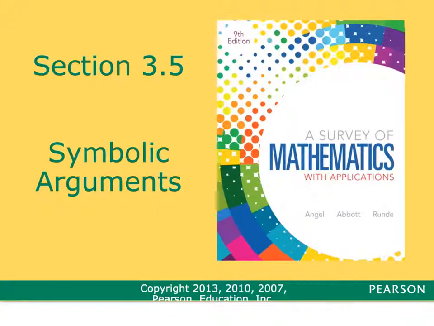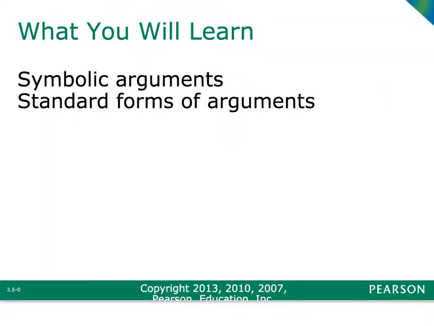This section is all about symbolic arguments. A part of why we are learning about all the truth tables is so that we can see whether arguments are valid or not. And so what we're going to do is break arguments down to symbolic logic, and then we're going to prove whether they're making a valid conclusion or not.